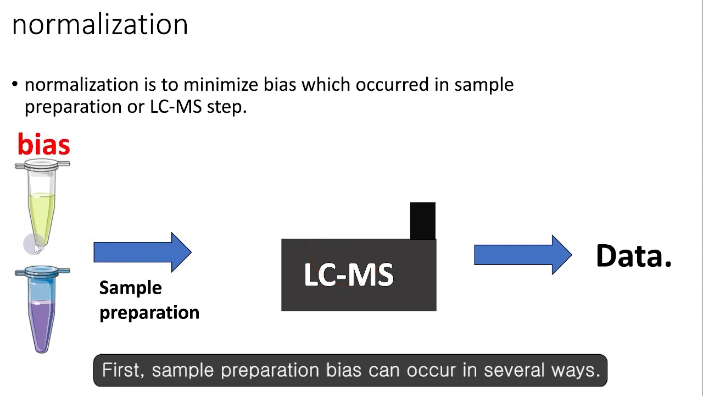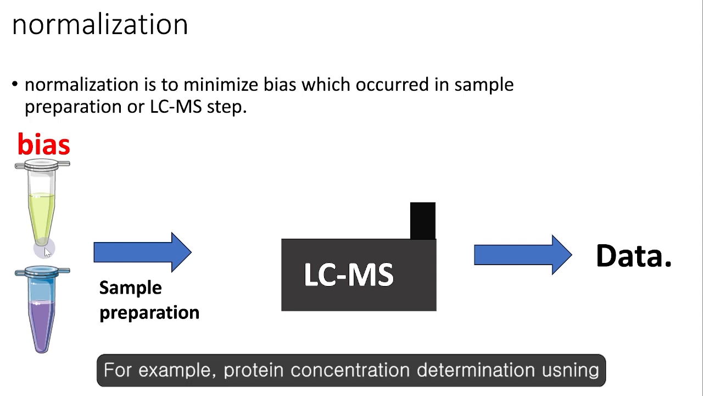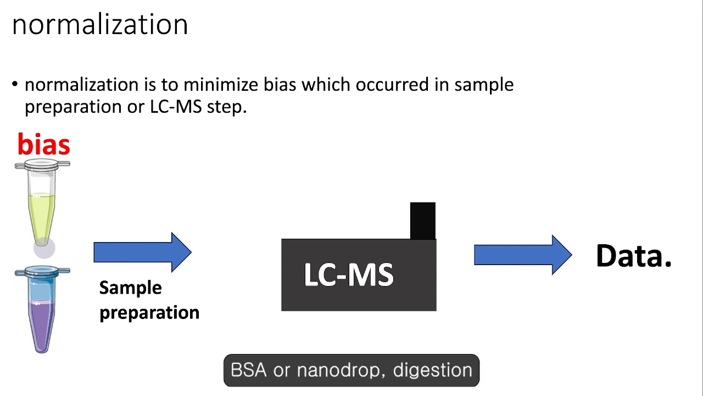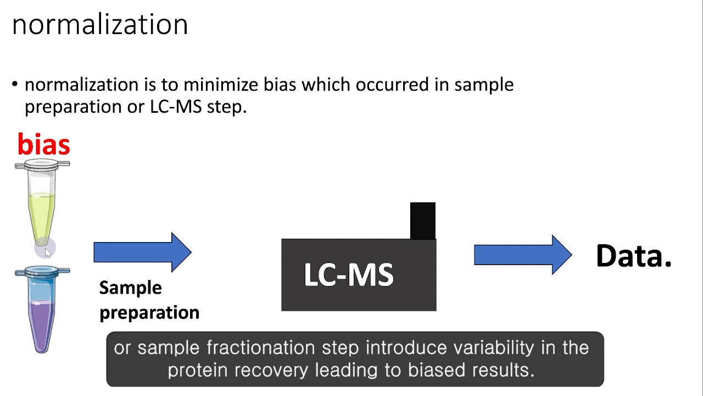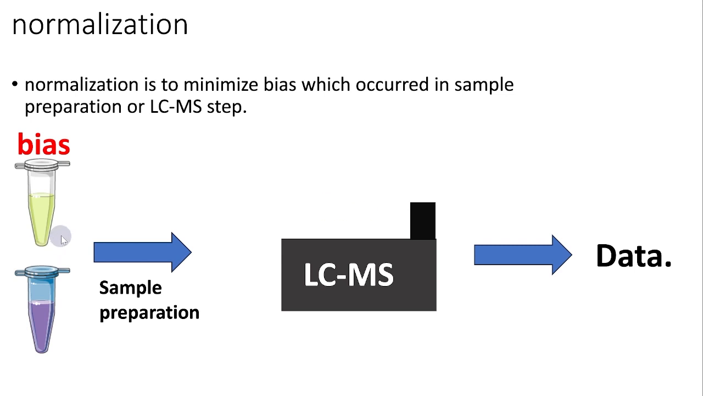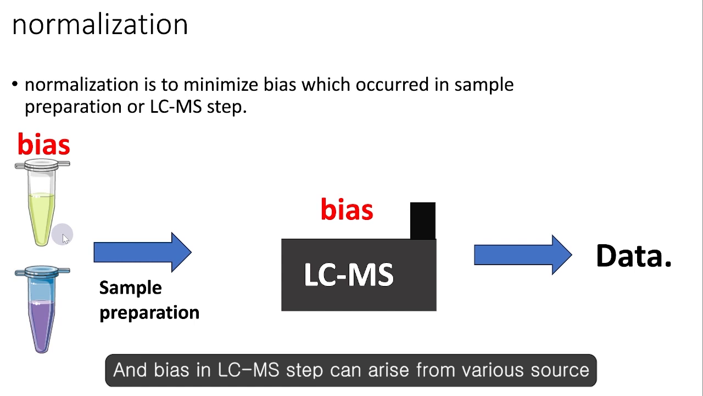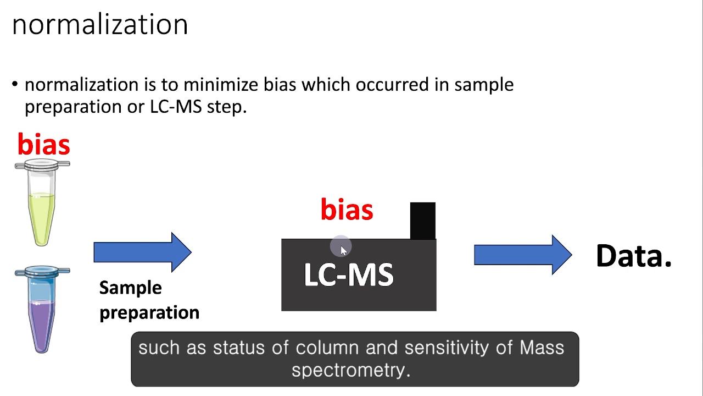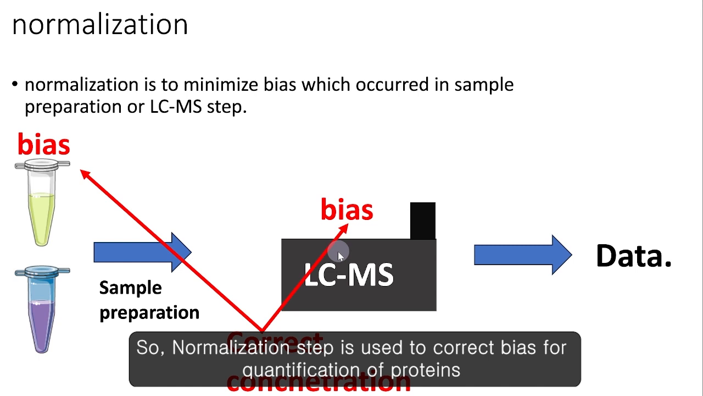First, sample preparation bias can occur in several ways. For example, protein concentration determination using BSA or nanodrop, and digestion or sample fractionation steps introduce variability in the protein recovery, leading to biased results. And a bias in the LCMS step can arise from various sources such as the status of the column and the sensitivity of the mass spectrometry. So the normalization step is used to correct bias for quantification of proteins.